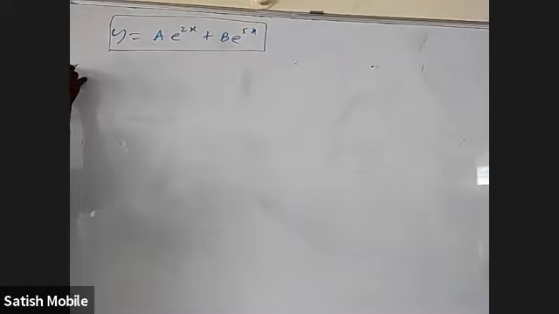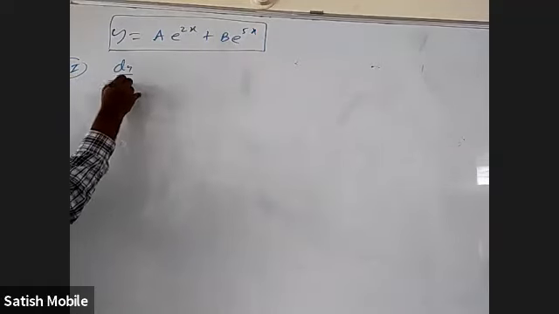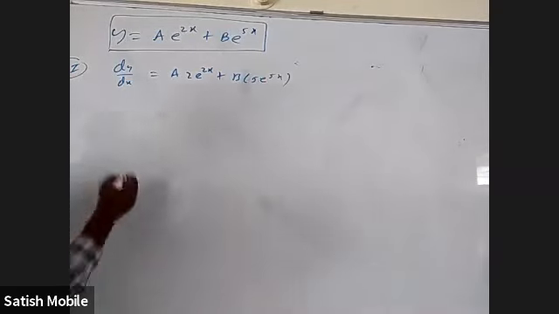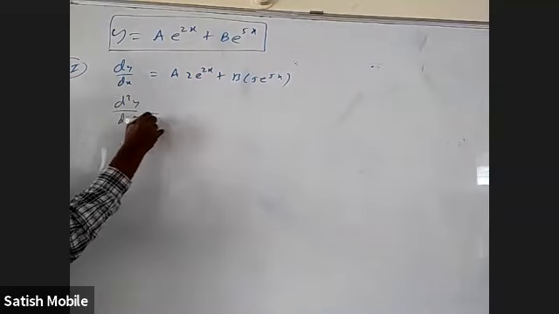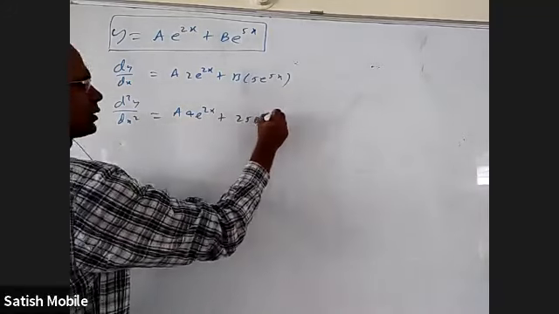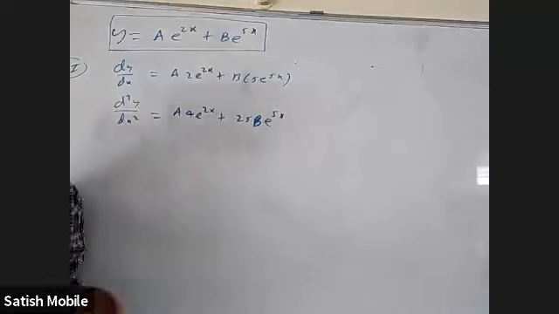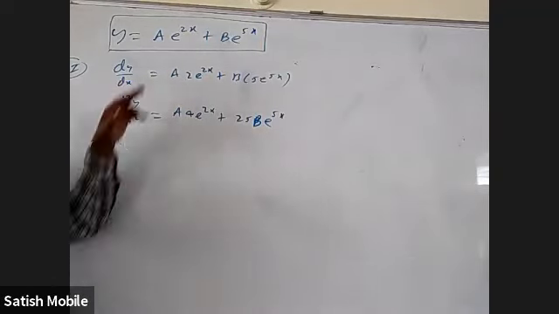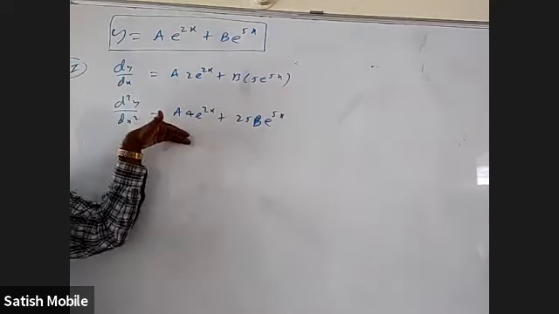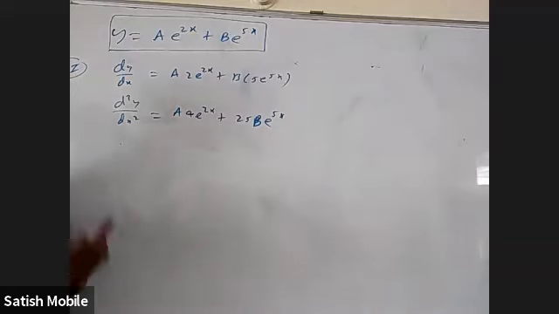Okay. Method 1 is the usual method where dy by dx is a into 2 e power 2x, b into 5 e power 5x. And d square y by dx square is a into 4 e power 2x and 25b e power 5x. Okay, now I cannot do anything further because for two constants I have to differentiate only twice. But now I have to use this equation and this equation, somehow eliminate a and b and find a relation between y and dy by dx and d square y by dx square.